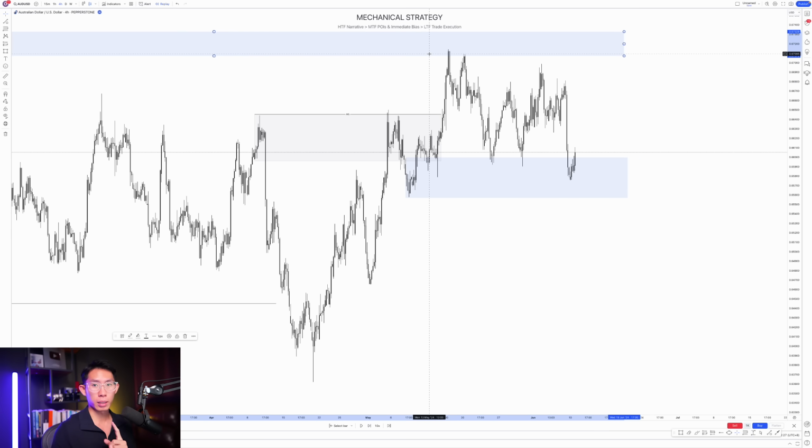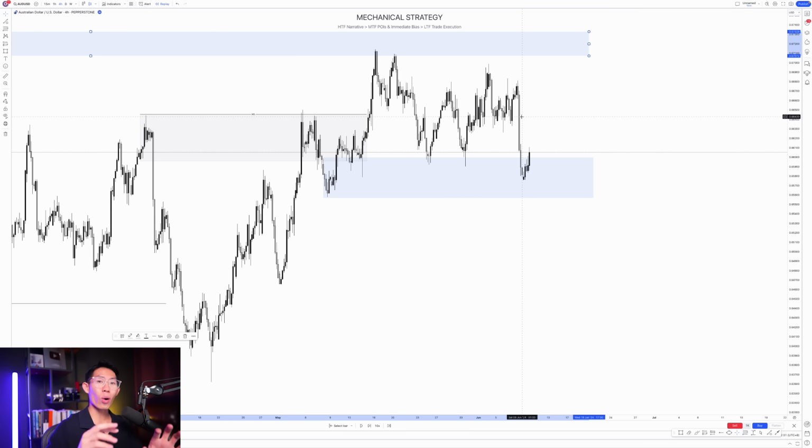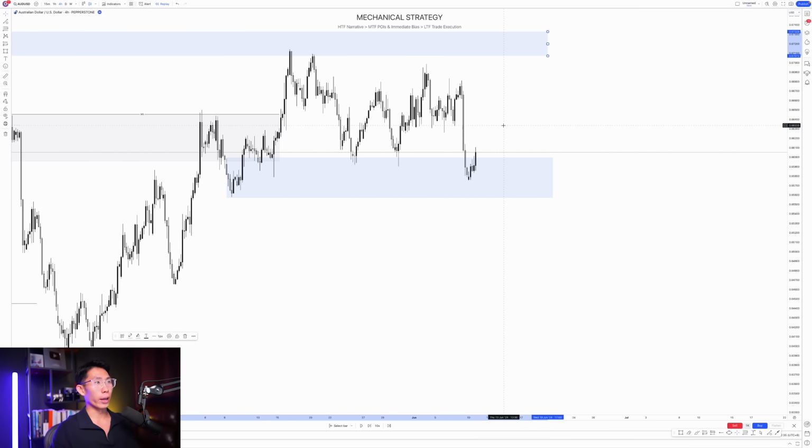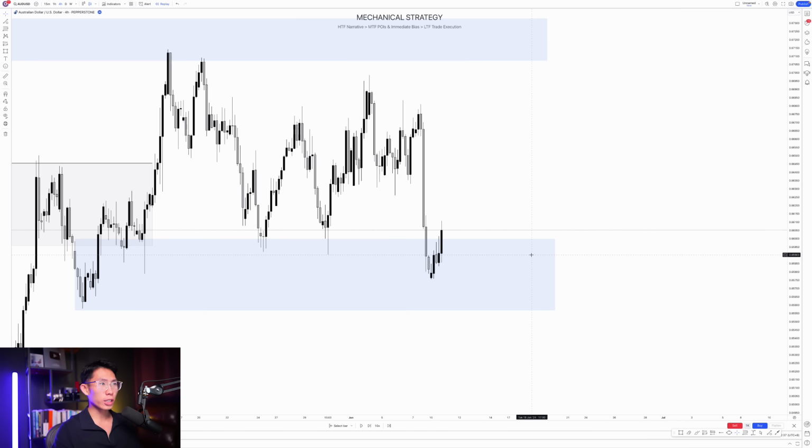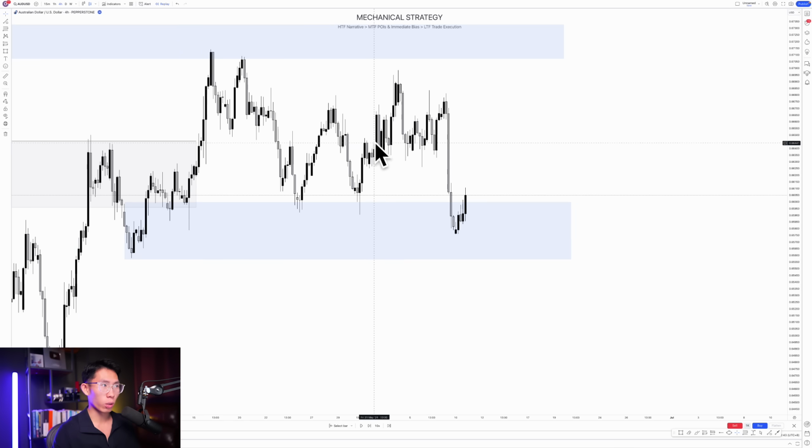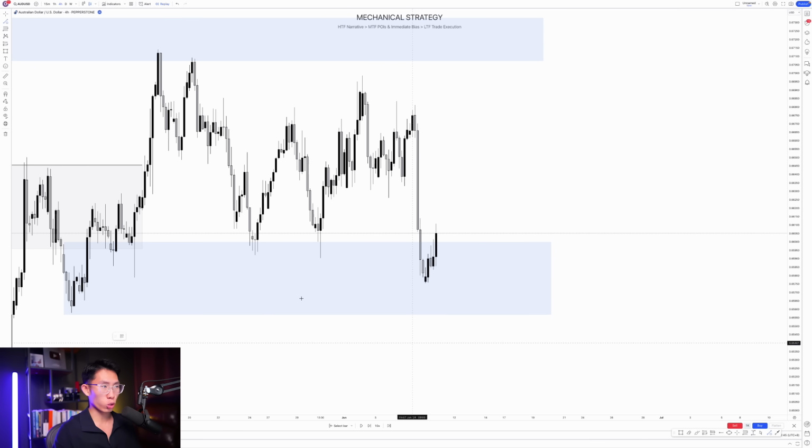I want to mark up my supply and demand zones, my order blocks, basically my point of interest, so that I know exactly where I should actually enter the trade, right? So over here, I will only mark up the most relevant point of interest, what's happening right now, and also make sense of what price is doing right now.